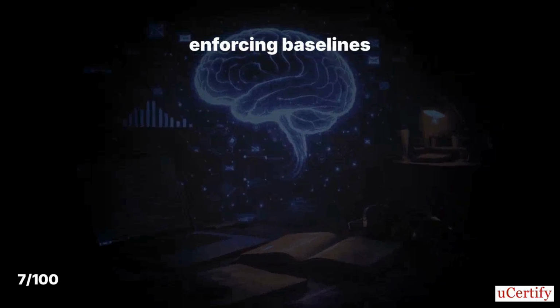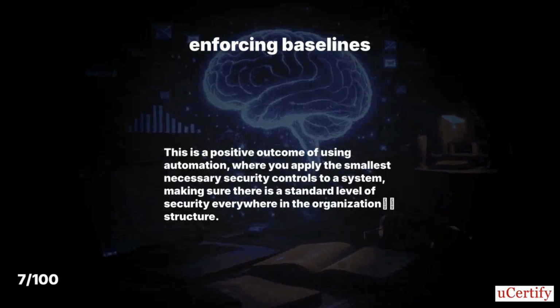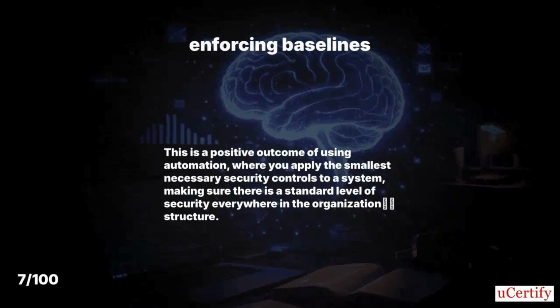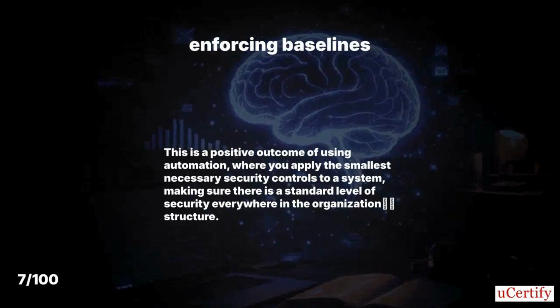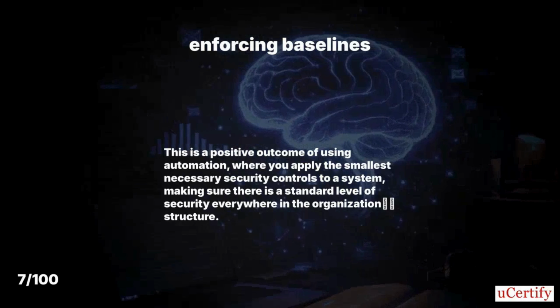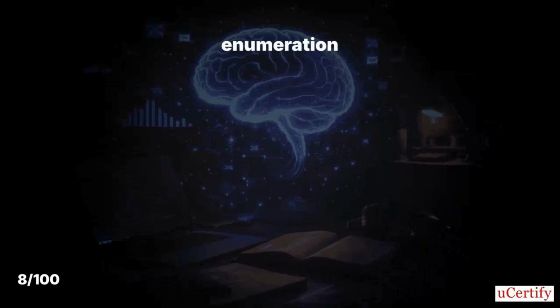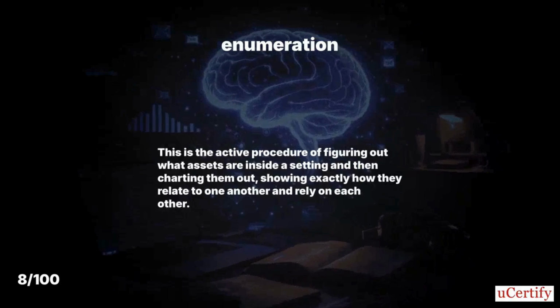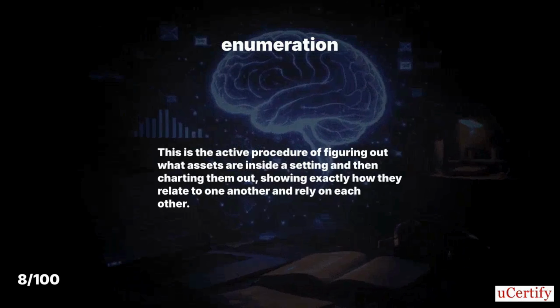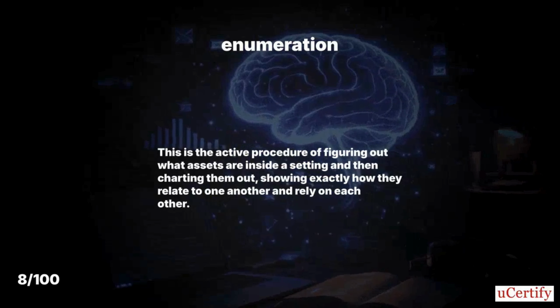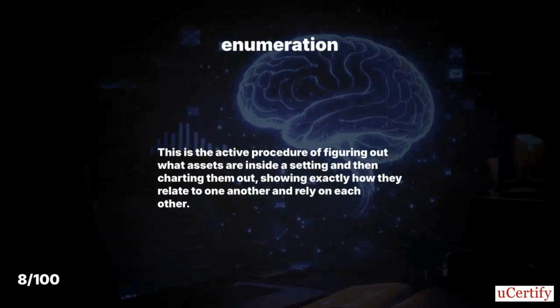Enforcing baselines. This is a positive outcome of using automation, where you apply the minimum necessary security controls to a system, making sure there is a standard level of security everywhere in the organization's structure. Enumeration. This is the active procedure of figuring out what assets are inside a setting and then charting them out, showing exactly how they relate to one another and rely on each other.